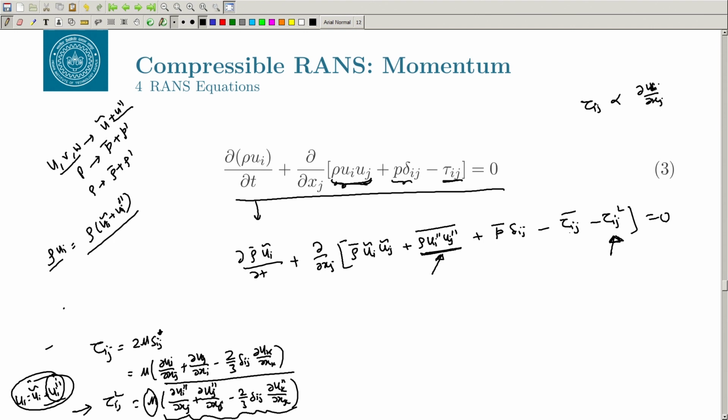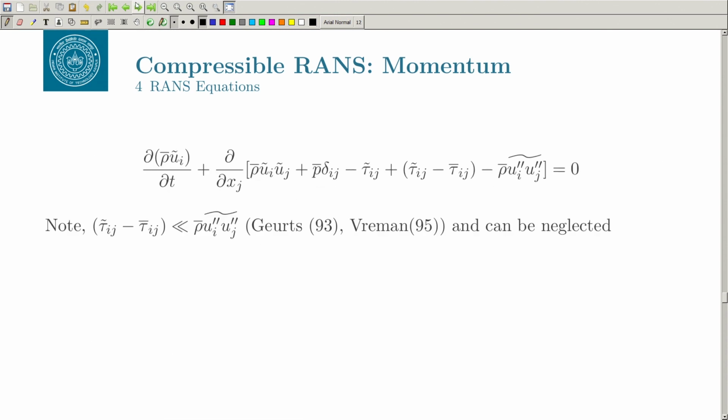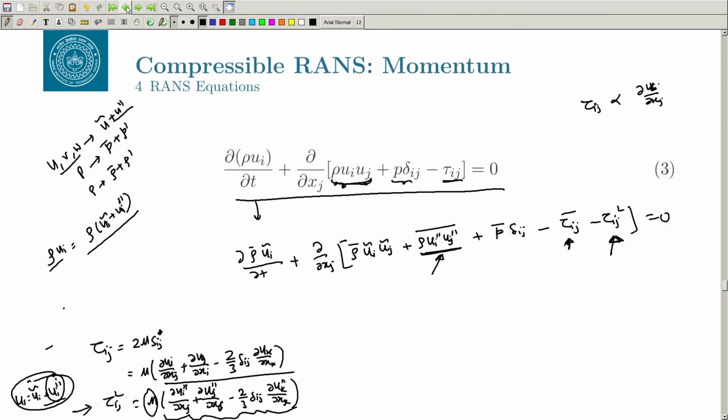Right. So, the mean quantity stress is given here. It has been found in many experiments, by I think Bremhorst and Gewitz, that this value, tau ijl, is very small compared to the value due to your turbulent fluctuations, right. So, you can neglect this term entirely.